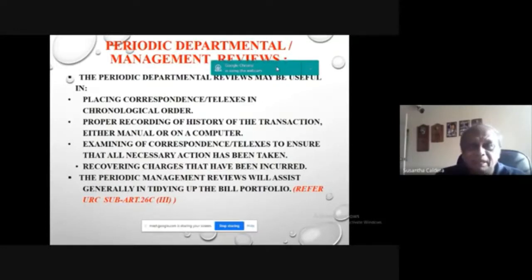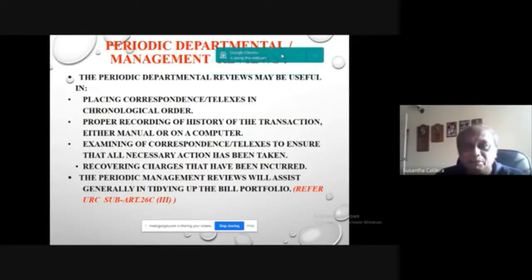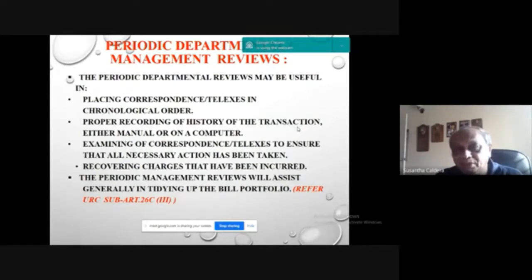Periodic departmental and management reviews. The periodic departmental reviews may be useful in placing correspondence and telexes in chronological order, right? This is very important. Are there any officers in trade finance departments? I don't know whether I'll get the answer, especially from officers. These departmental management reviews are very, very important.